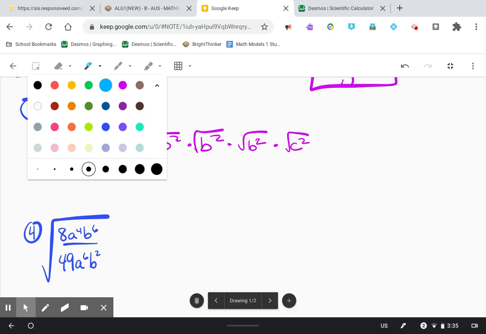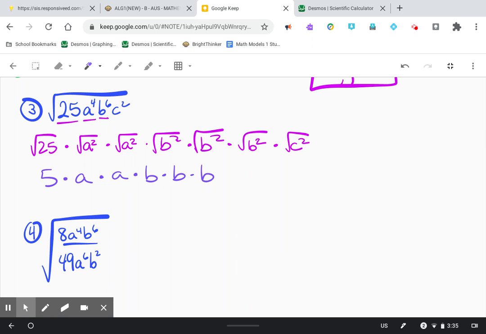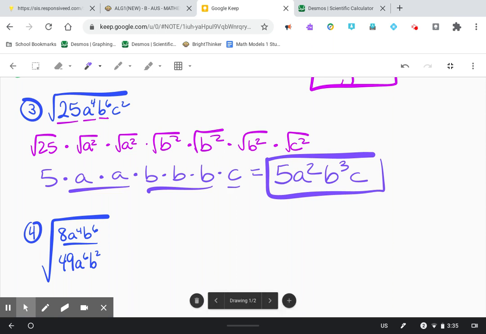So notice each of these is going to be able to be simplified. 25 becomes 5, a squared becomes a, b squared becomes b, and c squared becomes c. And then if I put that all together, I get 5. I have 2 a's, so that's a squared. I have 3 b's, so that's b to the 3rd, and I have 1 c, which makes a c. So this is what you're going to do. You want to expand and then simplify.